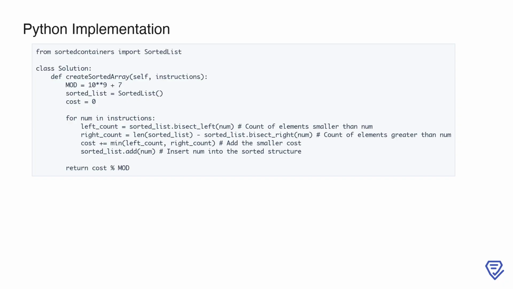After calculating the cost, the current number is added to the sorted_list to ensure that it remains sorted for subsequent iterations. Finally, the total cost is returned modulo 10 to the power of 9 plus 7 to handle large values and conform to the problem's requirements. This approach is efficient for the given problem constraints because the sorted list operations, insertion, bisect_left, and bisect_right, each have a time complexity of O(log n). This ensures that the overall complexity for processing the entire instructions array is O(n log n), where n is the length of the input list.